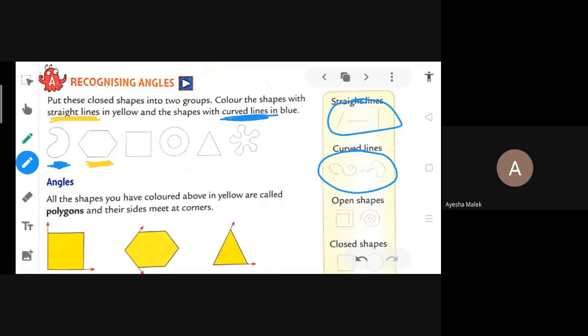Ma'am, we have to do this in the textbook only? Yes. Thank you, ma'am. My work is done, Khadija. Ma'am. Yes. What? Ma'am, go ahead. But let me listen that everyone has finished or not. I have to wait for others also. Okay, ma'am.